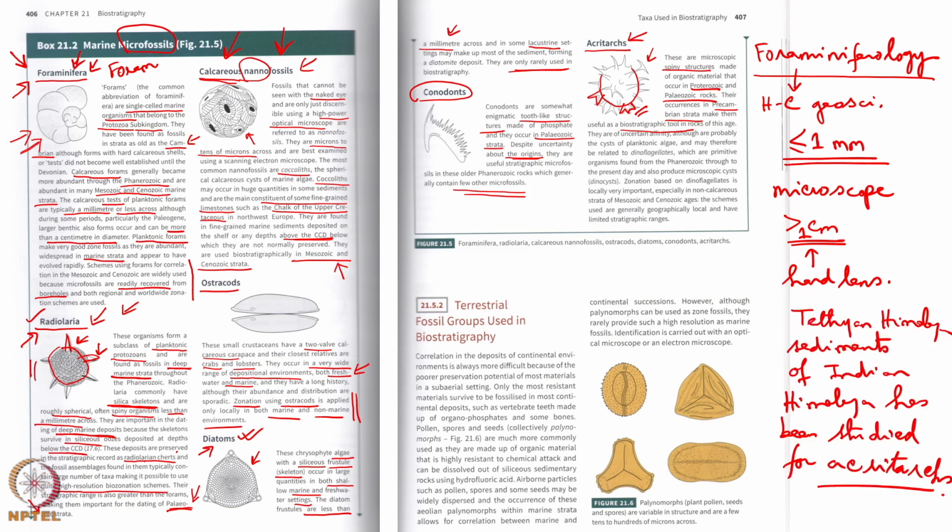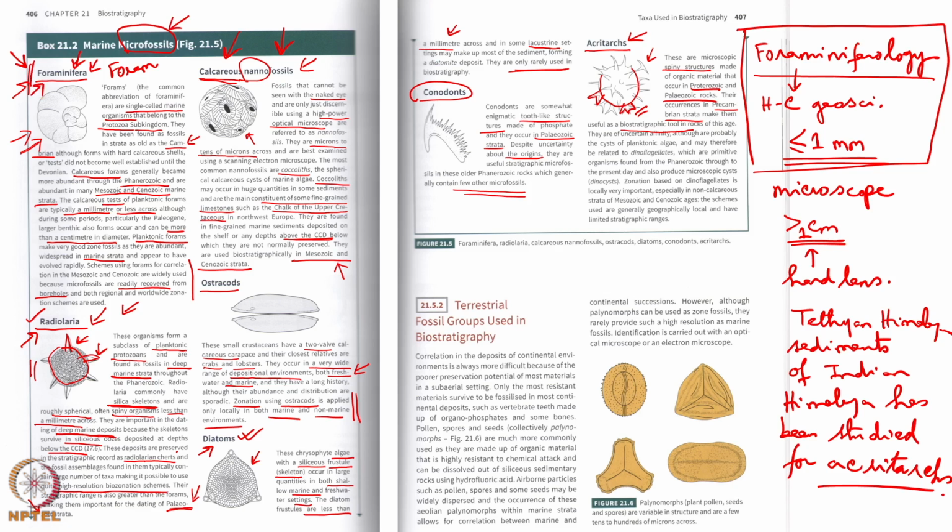In this list, we started with foraminifera. Why did we start with foraminifera? Because foraminifera is most widely used in biostratigraphic correlation when we are looking at the microfossils. That is why we started the discussion of marine microfossils with foraminifera and not with any other taxa.